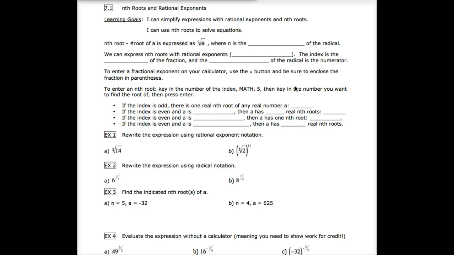Today we're going to talk about nth roots and rational exponents, and these are actually different forms of equivalent expressions. So we've done square roots, we've done cube roots. Now we're going to be looking at any root, which is why we call it nth. So it could be a 7th root, a 21st root, so on and so forth.